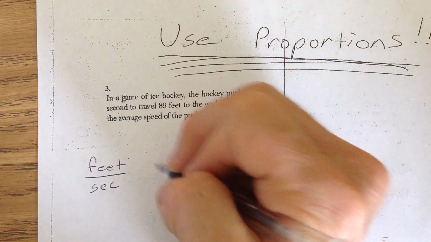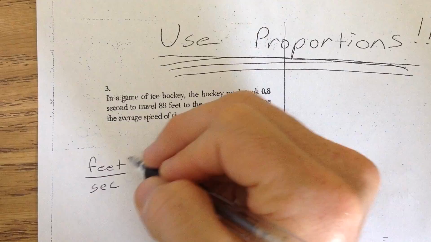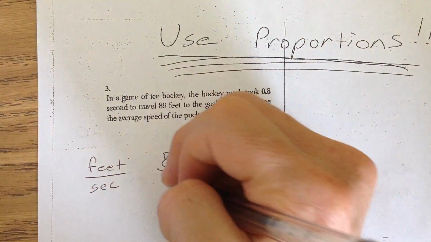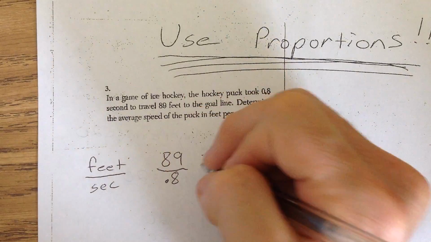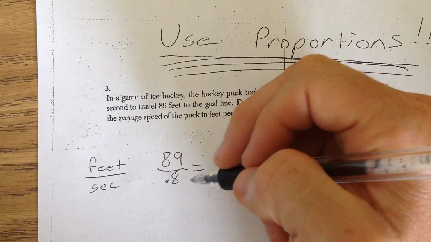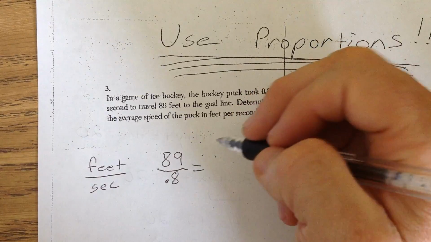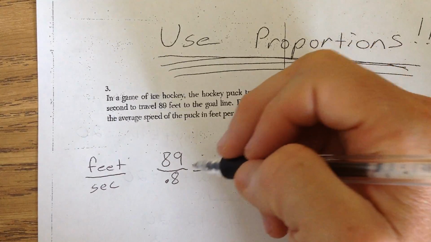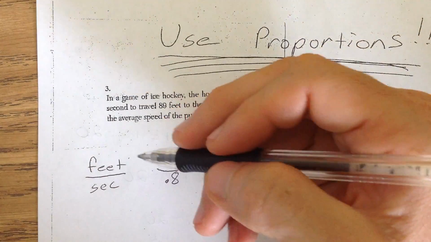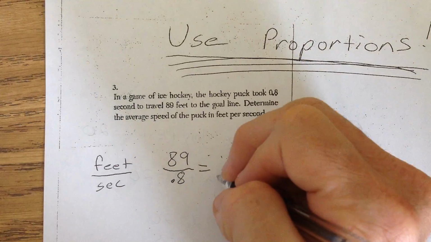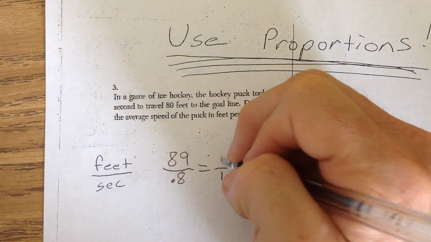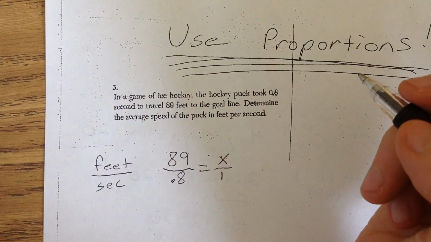So, if we look at the problem, we went 89 feet. So, I said feet was on top, so I put the 89 on top in 0.8 seconds. So, the 0.8 goes on the bottom. Now, I want to know the speed. And the speed is always how far you can go in just one of whatever time you're measuring in. Miles per hour is how many miles you go in 1 hour. Feet per second is how many feet we go in 1 second. So I'm going to put a 1 down there for the seconds, and then the x is going to be the feet that I'm traveling.